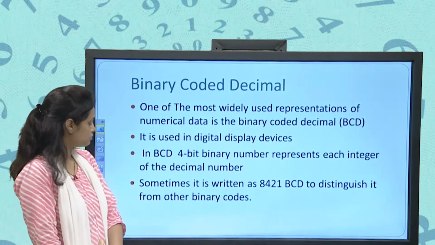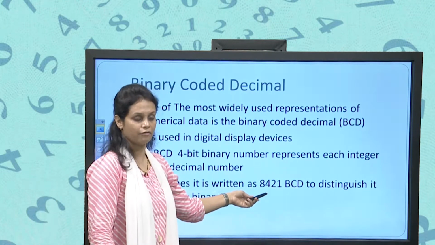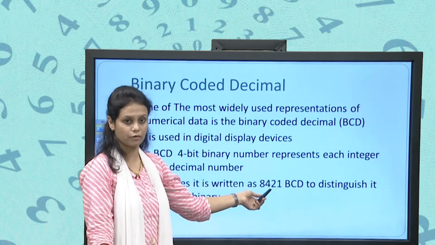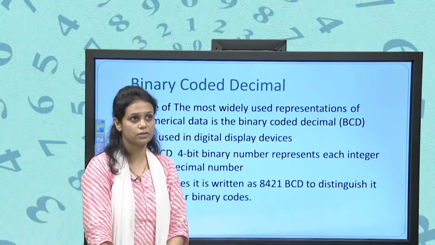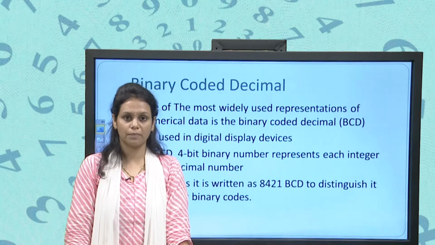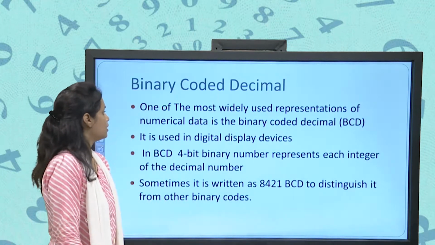Now see, first of all, it is also sometimes written as the 8421 binary coded decimal. Fine. We will write 8421 to distinguish from the other numbers. Now see, also we can use 4221 in the binary coded decimal. We will see the difference in the next some slides, right.